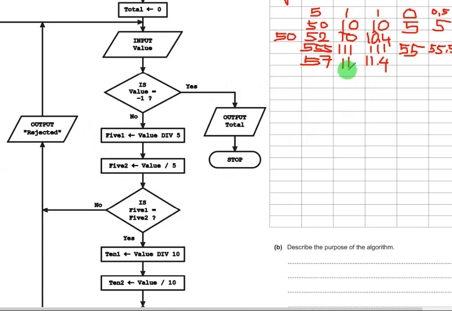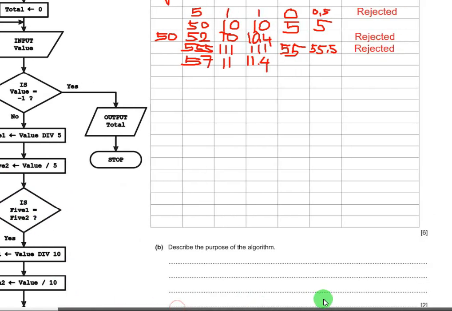So the next one is to compare this 11 and 11.4. Is this one the same? 11 and 11.4? No, it's not the same. So it will go to the rejected. So we write over here rejected. Yeah, guys, you need to go slow and be really careful about this.